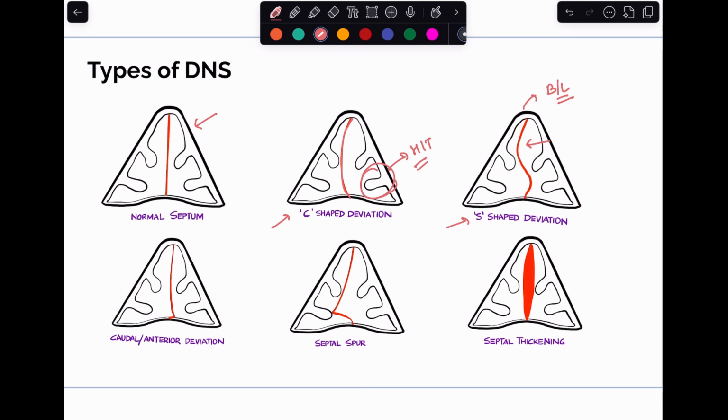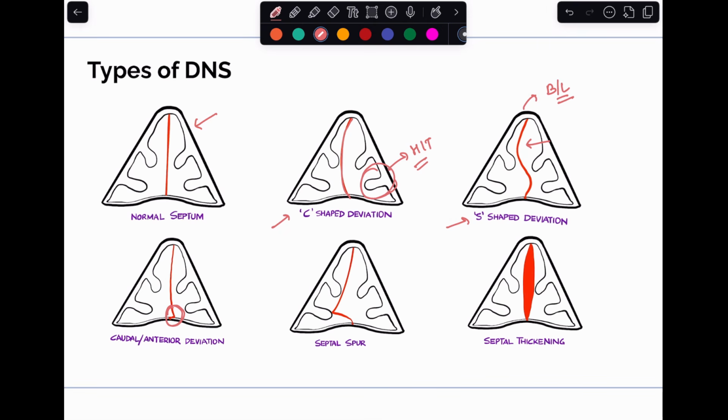Then we have the caudal deviation or the anterior deviation. I'll talk about this in just a moment. In caudal deviation, typically the caudal edge of the septum is what gets deviated. So this is best seen when you raise the tip of the nose of the patient and look at it. We'll look at an image right after this.